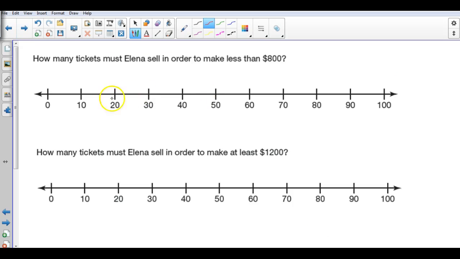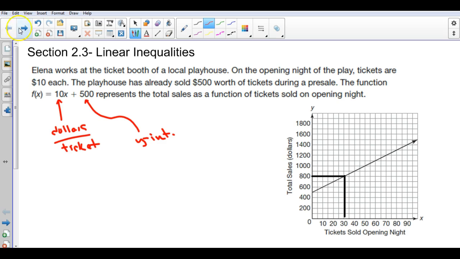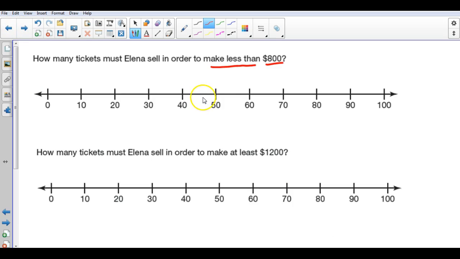So let's go back over to this now. It says how many tickets must she sell to make less than the $800. So I know that if she sells 30 tickets, because that's where the intersection was, she'll reach 800. But I want to know how much she's going to sell to make less than that. So if she sells 20 tickets or 10 tickets, that's going to be everything that's less than $800.